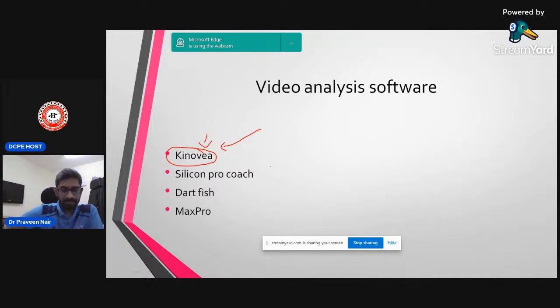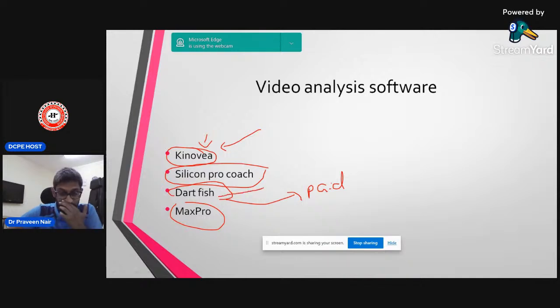Apart from this, there are Silicon Pro Coach software, Dartfish, and Max Pro Tool. Now these are all paid software, and if you ask me the price, these days they don't give lifetime software. ये आपको lifetime software नहीं देते हैं. So Dartfish is approximately 1.5 lakhs per year.